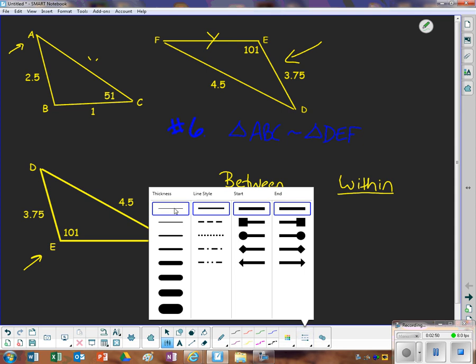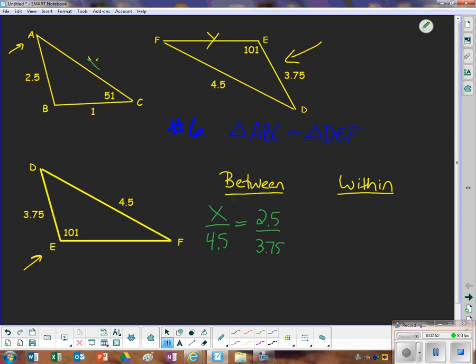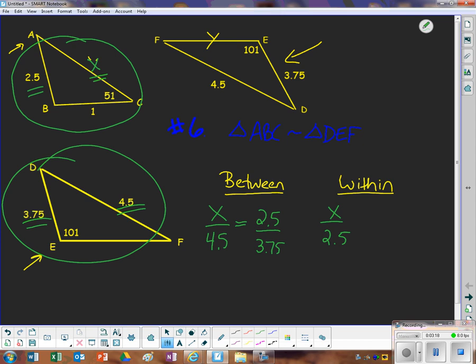Now to set up within, this was x. If I want to set up within a figure, that means I stay within one figure to get my first ratio. So I'm going to take x and put it over 2.5. Notice I didn't go between the two, I just stayed in one figure. In that ratio, x corresponded to 4.5, so now I'm going to go within the next figure. I'll stay within here to set up the next ratio: 4.5, which corresponds to the x, over 3.75, which corresponds to the 2.5. So I stayed within each figure.